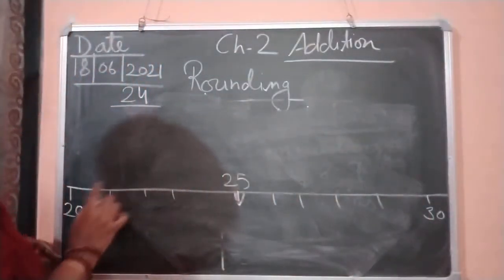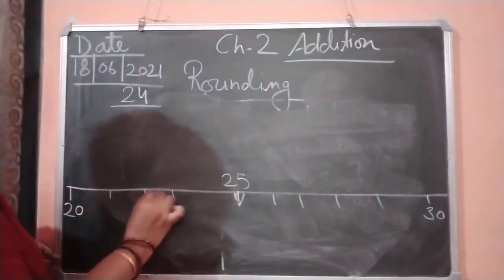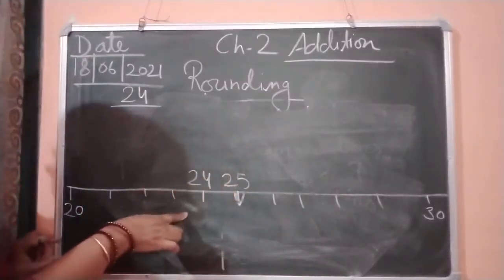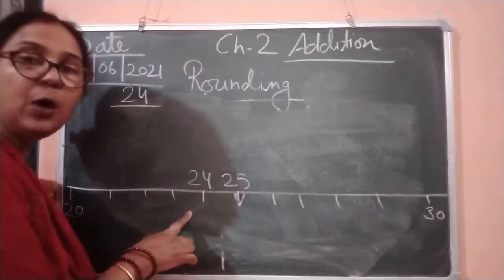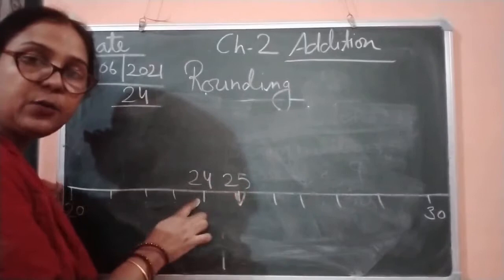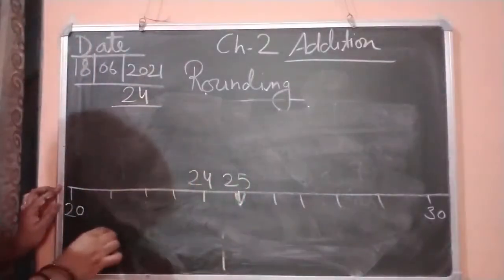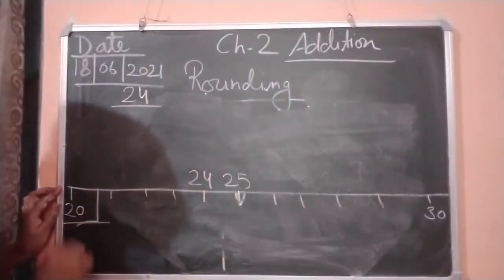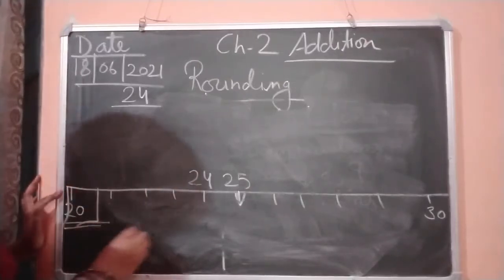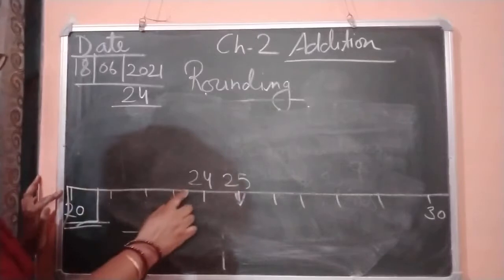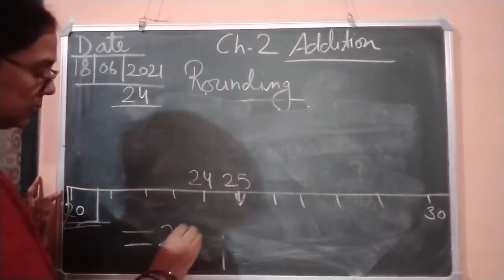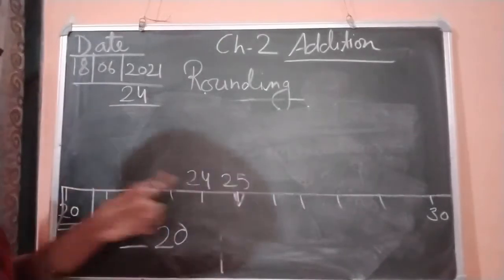Now here you can see 21, 22, 23 and this is 24. Now here you can see this is rounded down because this is less than 25. So that is why it will be counted in the 20s. Okay children, it will be counted as a 20s. So here we just rounded down this number in 20s because this is less than 25.